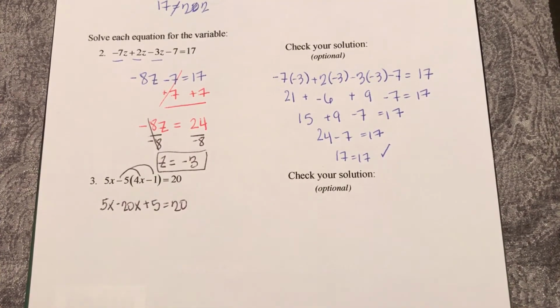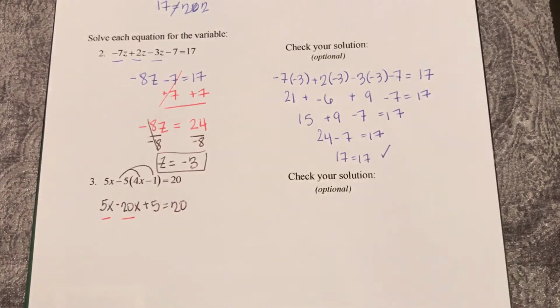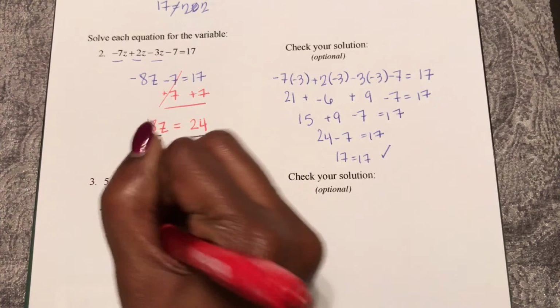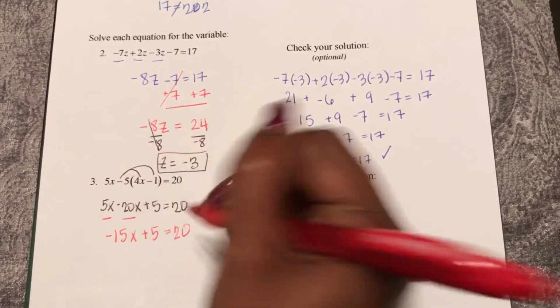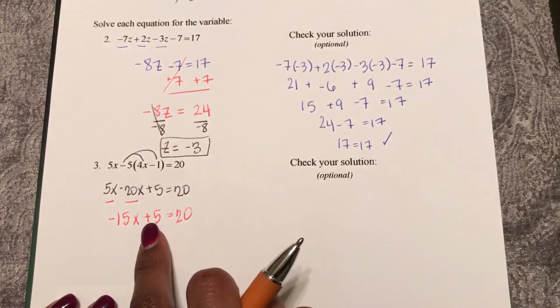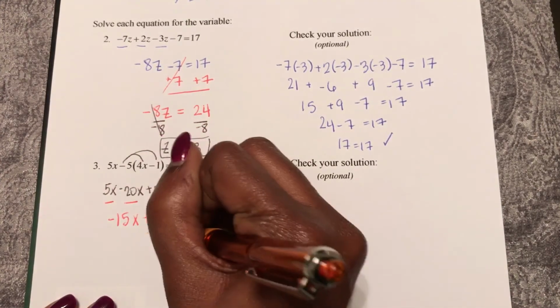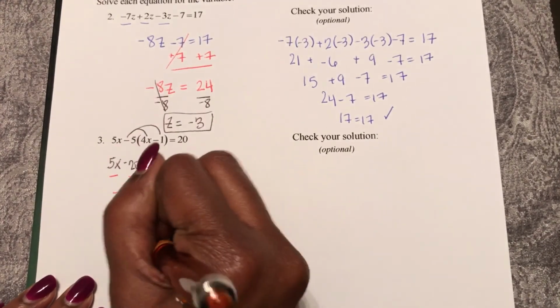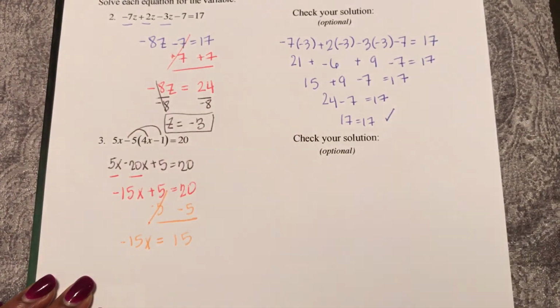I've multiplied, and now I need to add or subtract. Combining like terms, the only 2 like terms I see on that side are 5x and -20x. 5 minus 20 is -15x plus 5 equals 20. Back down to a two-step equation. So now I'm going to do opposite operations to isolate my variable of x. So instead of adding 5, the opposite of that is to subtract 5 from both sides. I'm left with -15x equals 15.